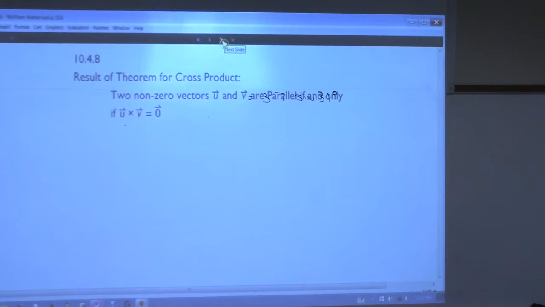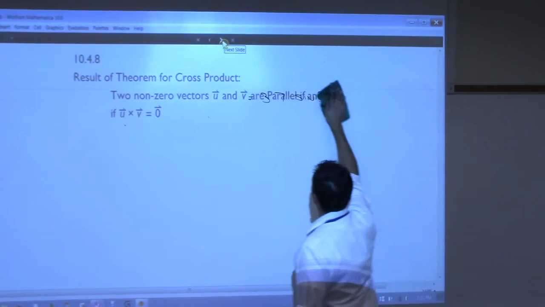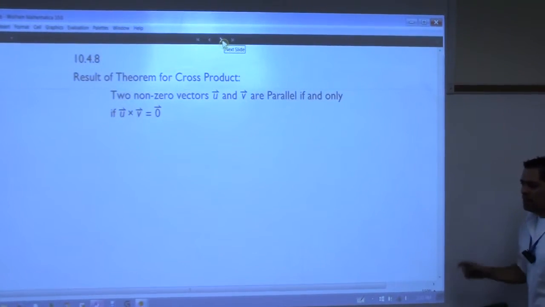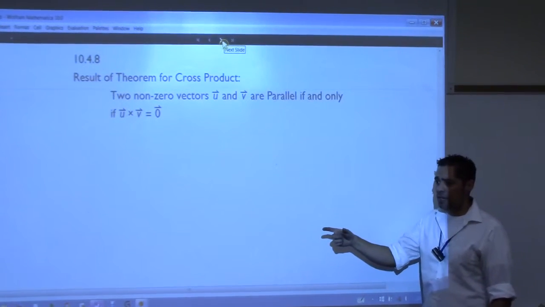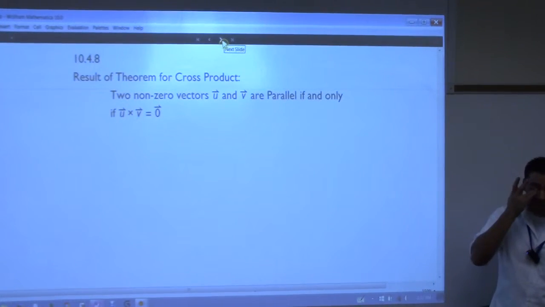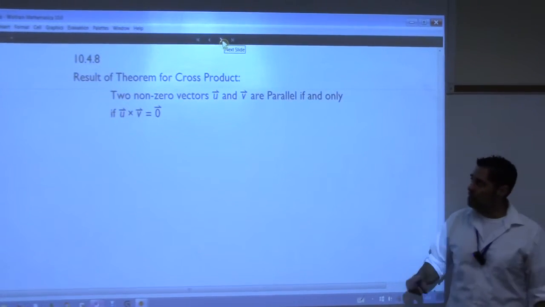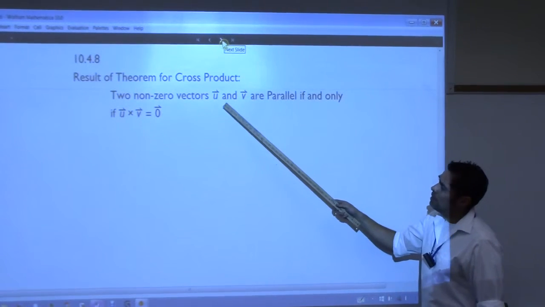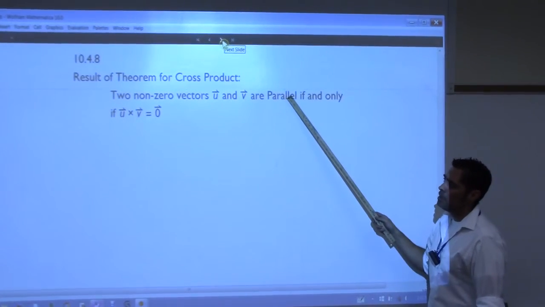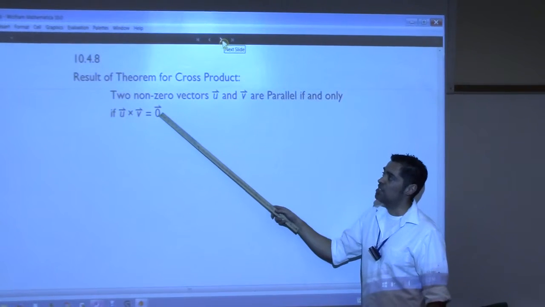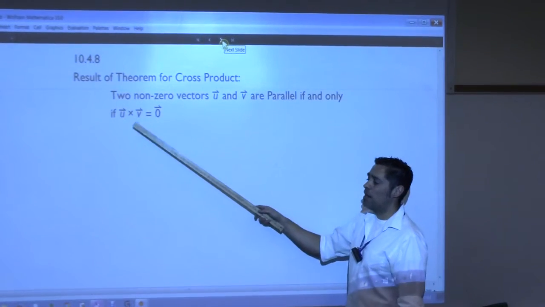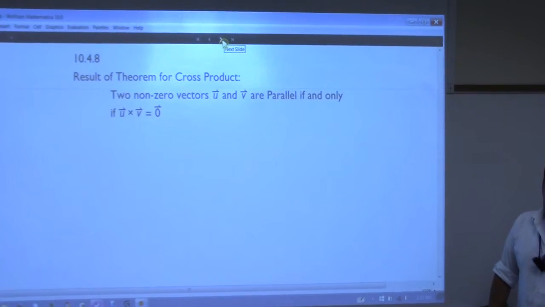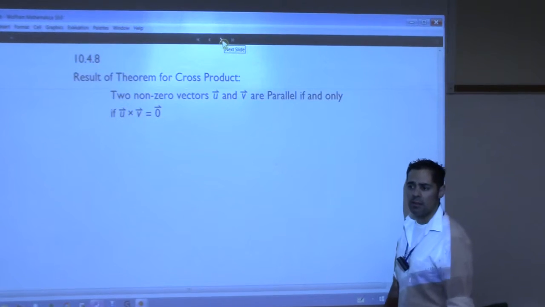All right, here's another result. Remember I talked about if and only if statements last time? We said that if the dot product is 0, then they're perpendicular vectors. If they're perpendicular vectors, then the dot product is 0, both ways. We have another if and only if statement here. Two non-zero vectors: if the vectors are parallel, then the cross product is the 0 vector. If the cross product of two vectors is the 0 vector, then they are parallel vectors. So this is a check to see if vectors are parallel.